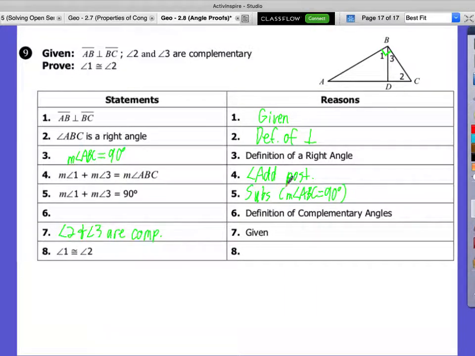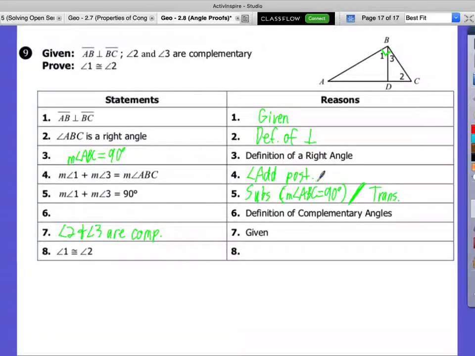Can somebody tell me the other way we would get there if it wasn't substitution? Transitive. Transitive, very good. I'd be okay with either one of those. If you're doing substitution, I need you to tell me what you're substituting. Neither is more right; you're equally right. Good question.